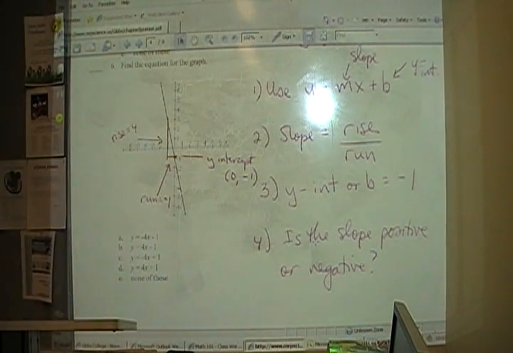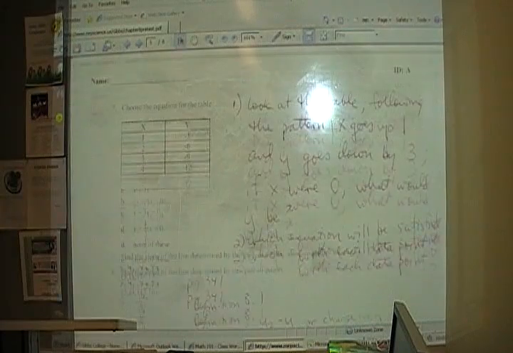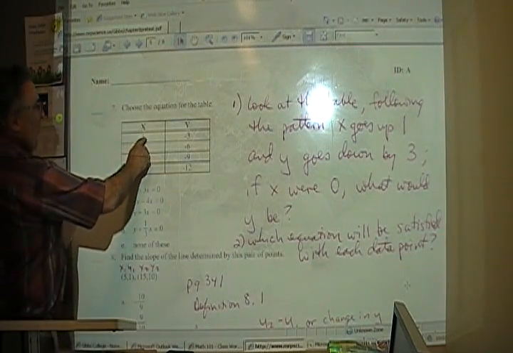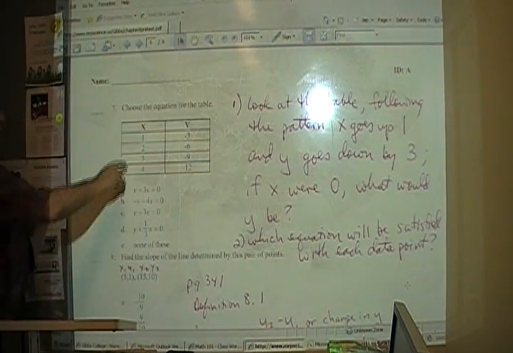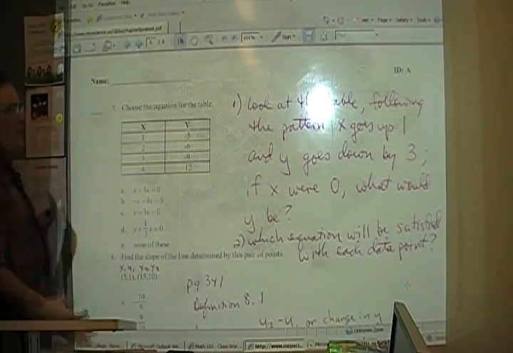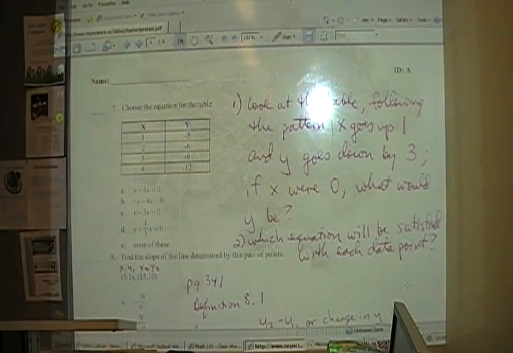Now for number 7. On number 7 we have a table. We're given a table, and it's asking you to look at the table and sort of follow the pattern. So on the table it says when x is 1, y is -3. When x is 2, y is -6. When x is 3, y is -9. So you see a pattern there where every time you go up 1 with x, you're going down 3 with y. So that basically is a way of figuring out the slope.